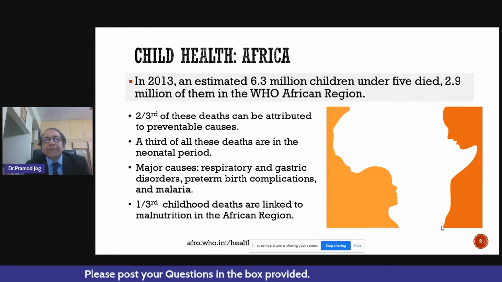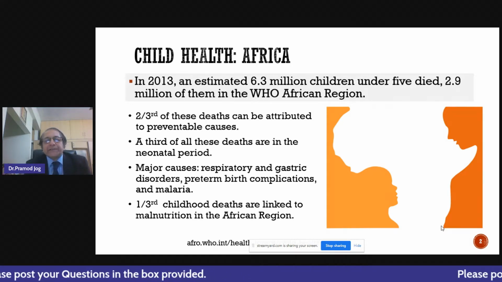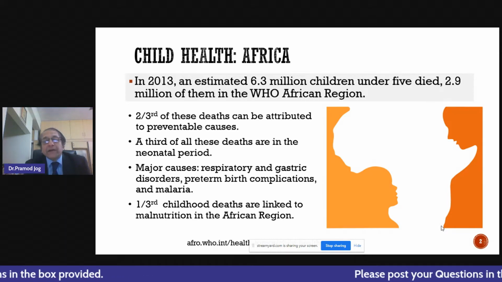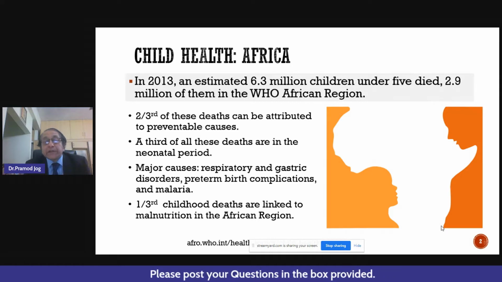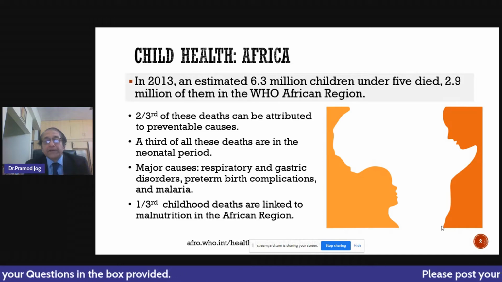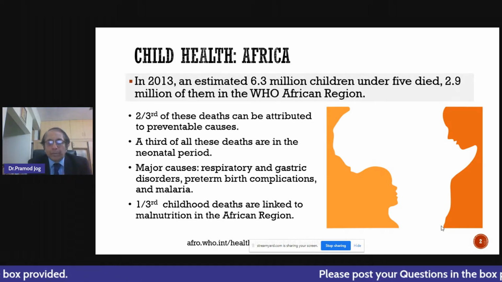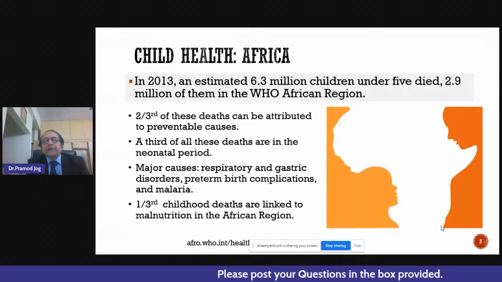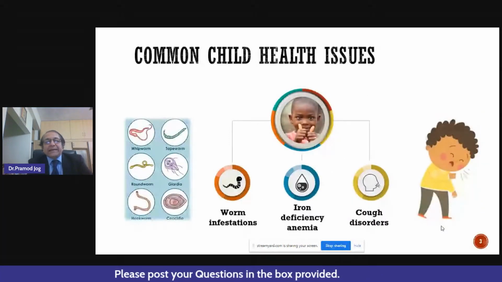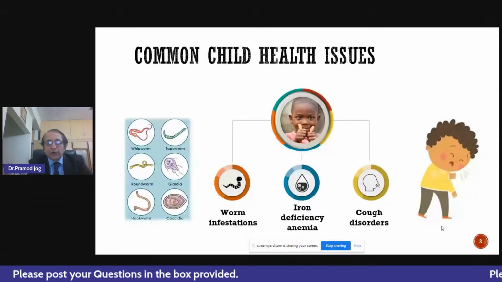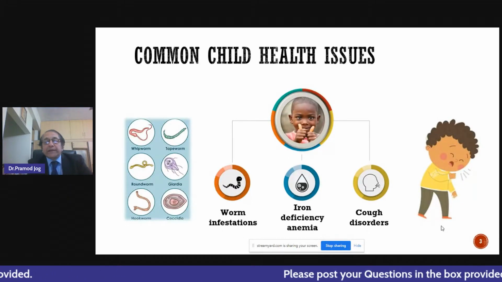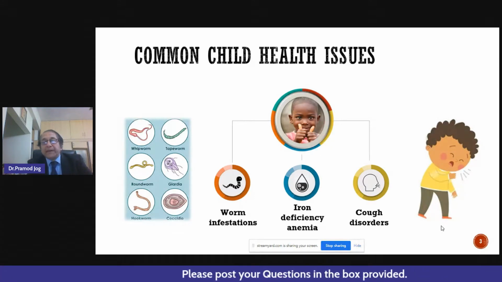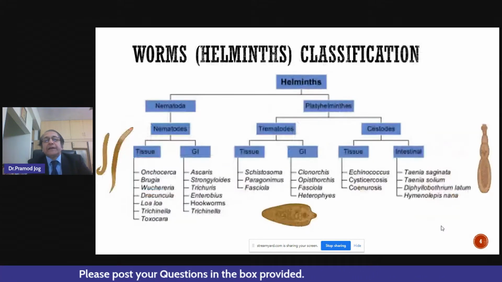And as Dr. Raul already mentioned, a third of all these deaths are in the neonatal period, and the major causes of death are related to respiratory and GI disorders, and also preterm deliveries and malaria. One third of childhood deaths are linked to malnutrition in the African region. So, one should know that the three topics that we are going to cover today, the worms, the iron deficiency, and the cough disorders, are closely related to morbidity, mainly in the area of child health.